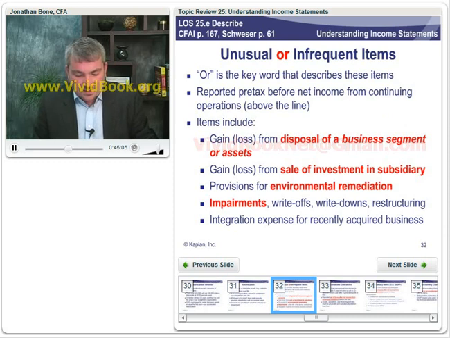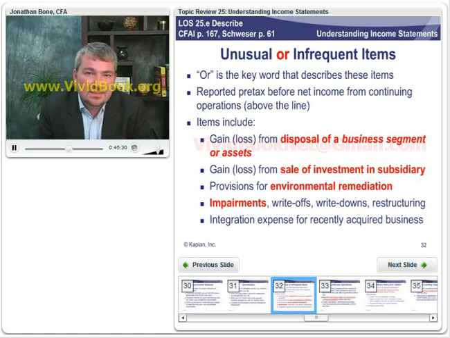Our next LOS asks us to discuss unusual or infrequent items, discontinued operations, extraordinary items and accounting changes. So let's start off with our unusual or infrequent item. Remember, these are above the line, above the tax line. As a result, they're reported gross, and any tax on these items is included in your provision for income tax.